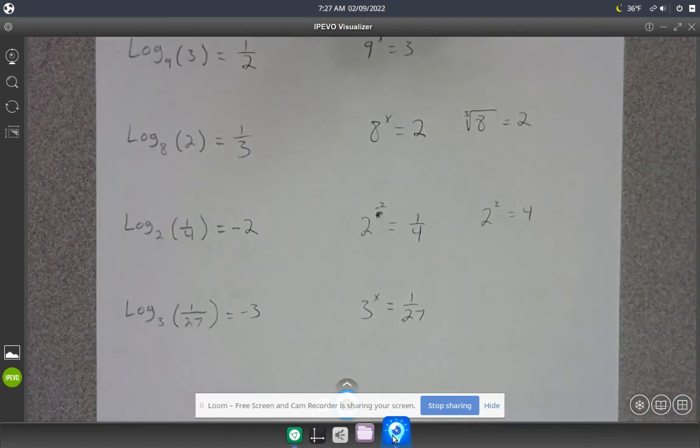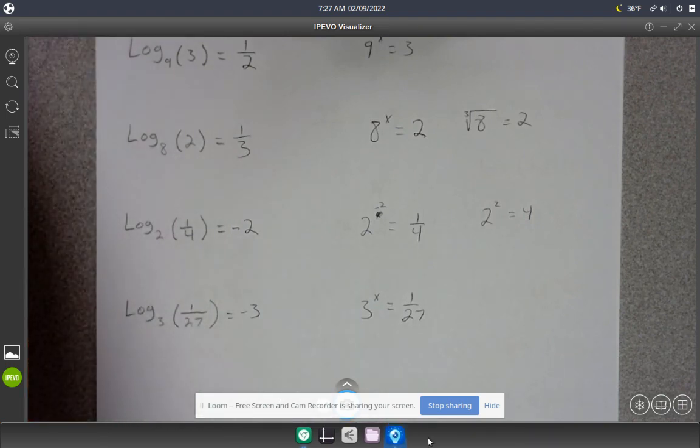That's it for the basic ones. These are the most common ones. I'm going to look at 2 of them here in a second that are a little more challenging.